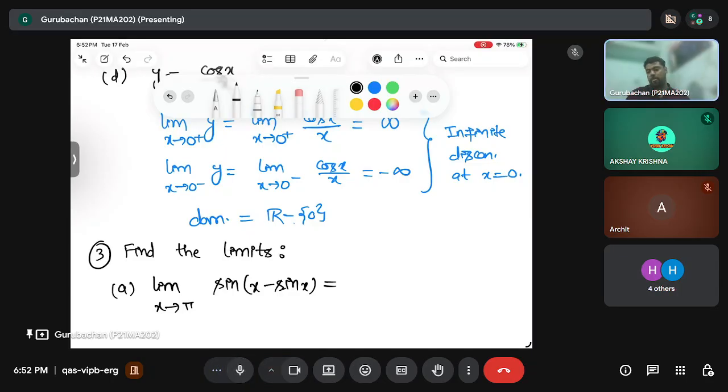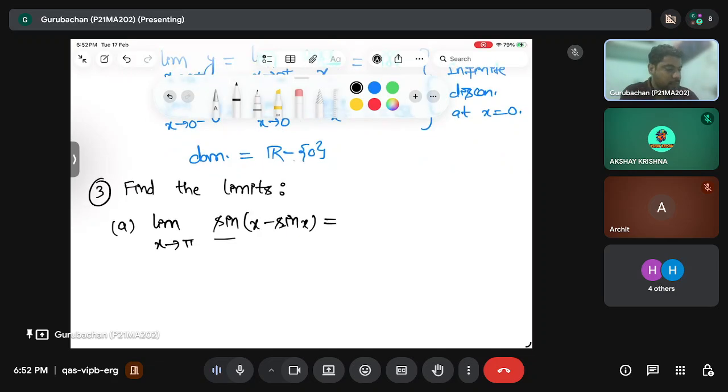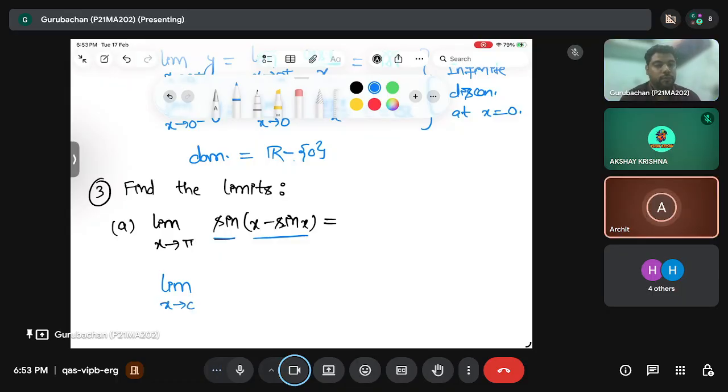Acha, tell me, is this looking like a composition of two functions? Yes, sir. Okay. There is one thing, if you will observe here. Archit, sir, your voice is breaking. Akshay, is it from my side network error? No, sir, no. His voice is breaking.